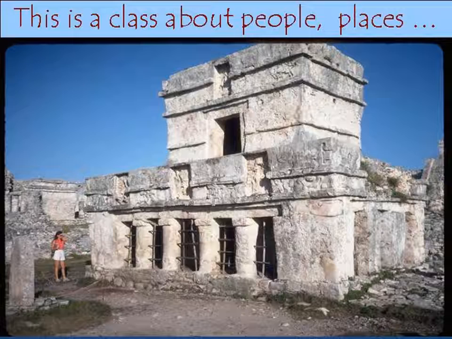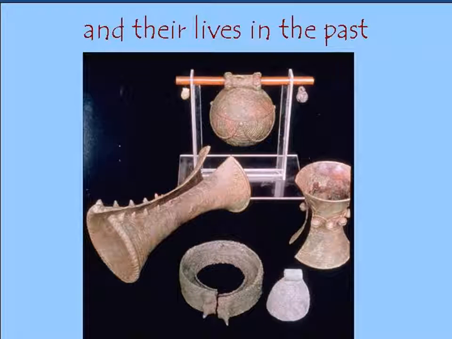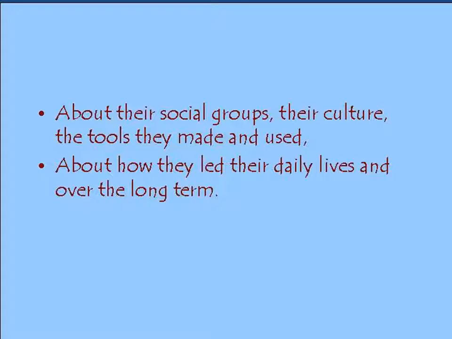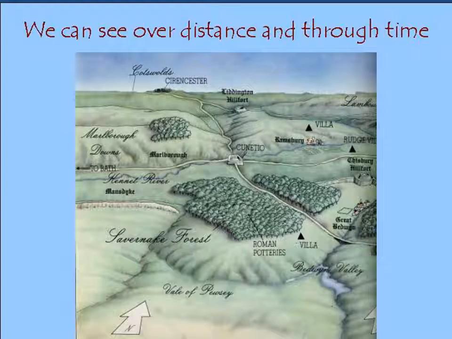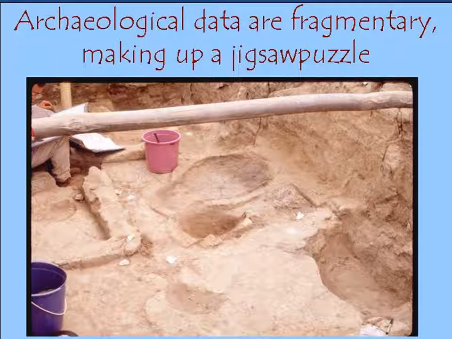So this is a class about people, places, and their lives in the past, and their social groups, and how they led their daily lives over the long term. As archaeologists, we can see over distance and through time. What that means is by looking at artifacts in their spatial context, we can get an idea of how old they are and who used them. And we'll explain that.